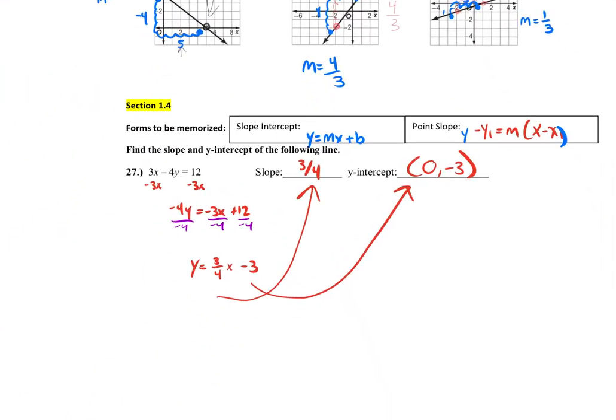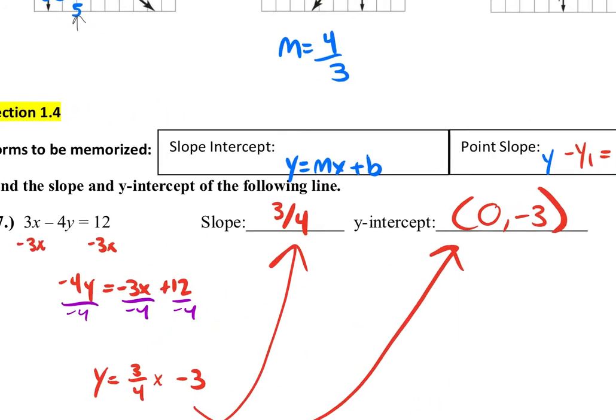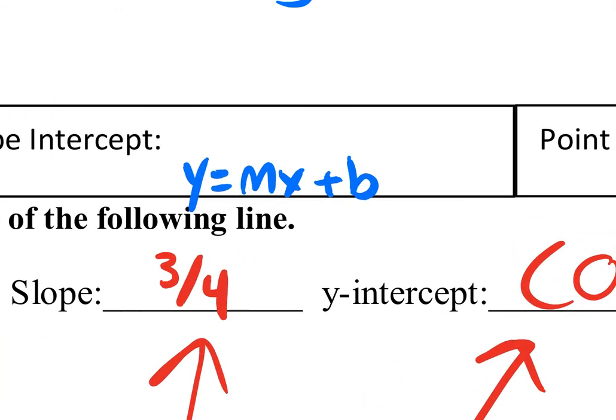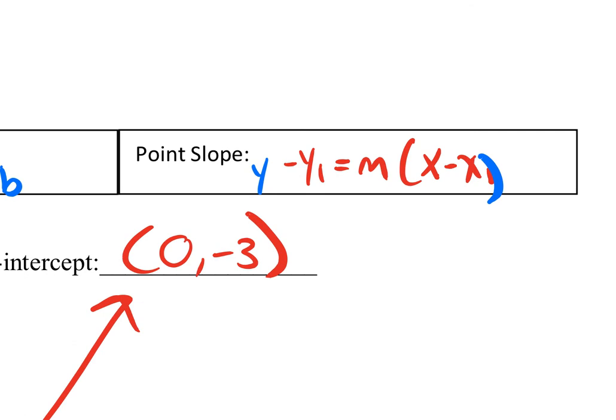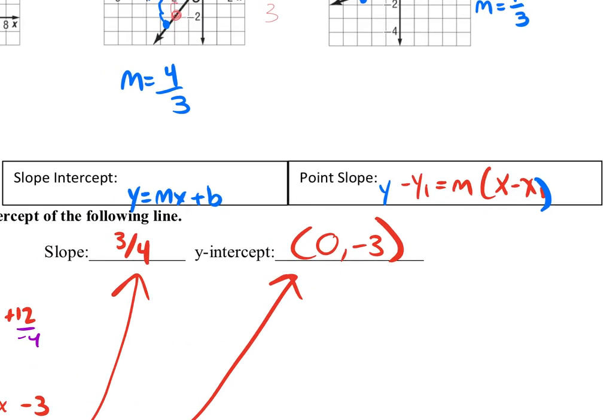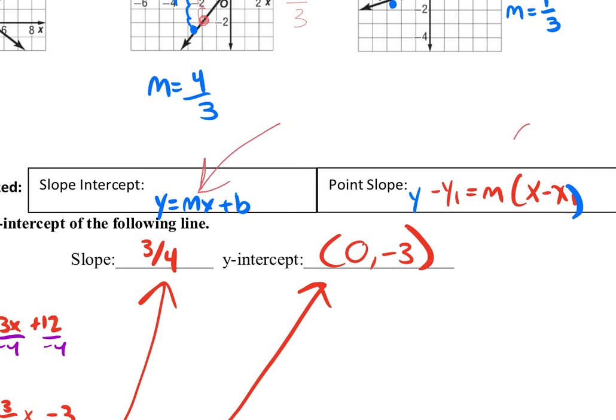Now we'll use that potentially when we're looking at 1.4. 1.4 used two things. Slope intercept, y equals mx plus b, and point slope, y minus y1 is equal to m times x minus x1. Notice that both of them have slope in it because both of them are talking about lines.